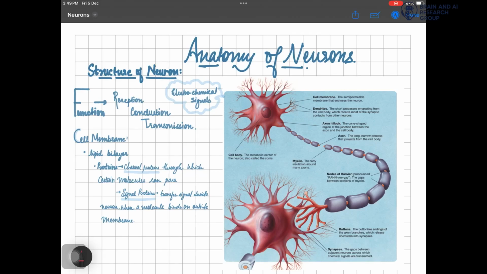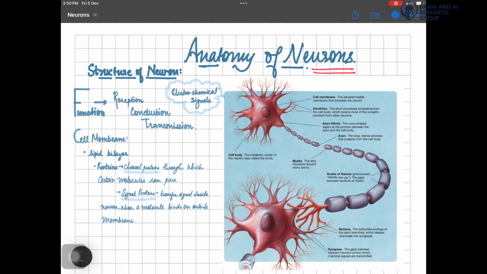So, hi everybody. Today we are going to explore one of the most fundamental blocks of our nervous system, which is the anatomy of neurons, the neuron. If you understand neurons, I think you will be able to understand the foundation of how the brain thinks, feels, remembers, and responds. So, I think let's begin.